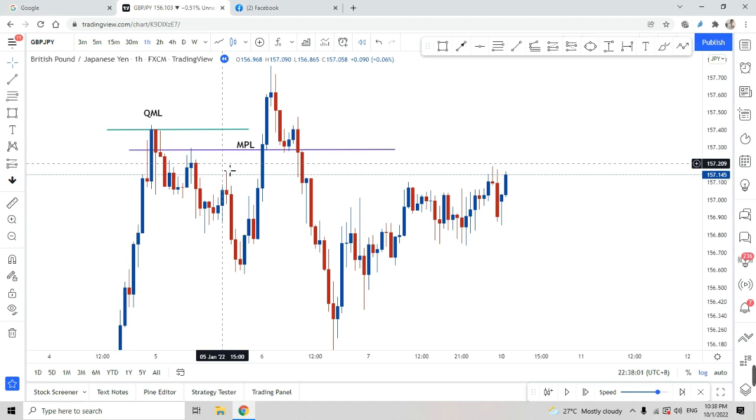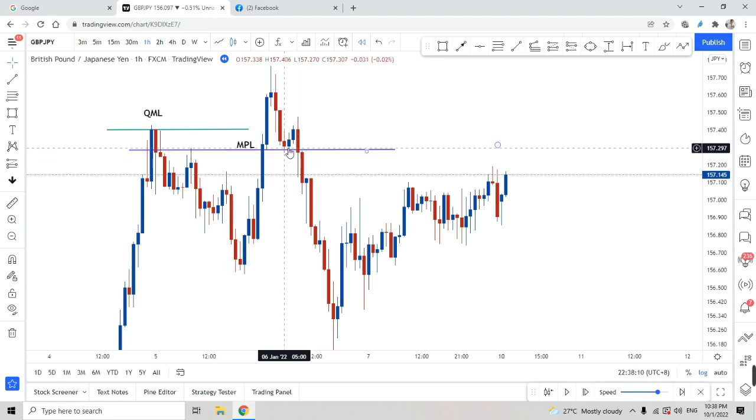This kind of things can be called uncertainties. All right, but anyway, let's focus here. This is MPL, rejection from the top, from bottom and the top.